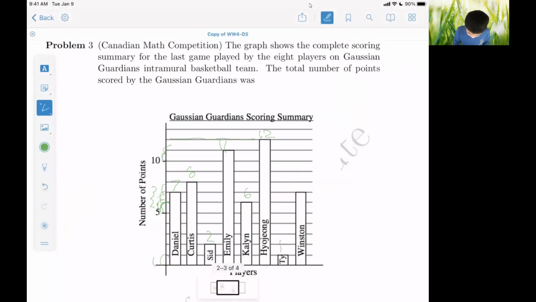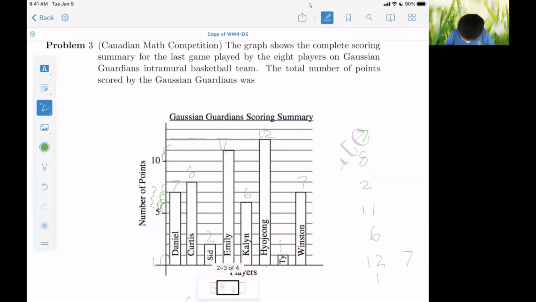Colleen scored 6 points because this is 1, and 1 more than 5 is 6. And for Hyo Jung, he scored 12 points because 2 more than 10 would be 12. For Ty, he scored 1 point. And for Winston, he scored 2 more than 5, so 7 points. We add these numbers together, 7, 8, 2, 11, 6, 12, 1, and 7.